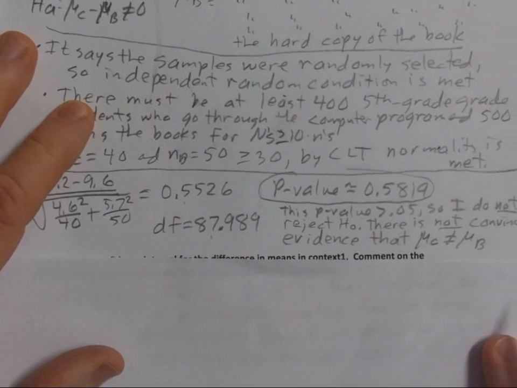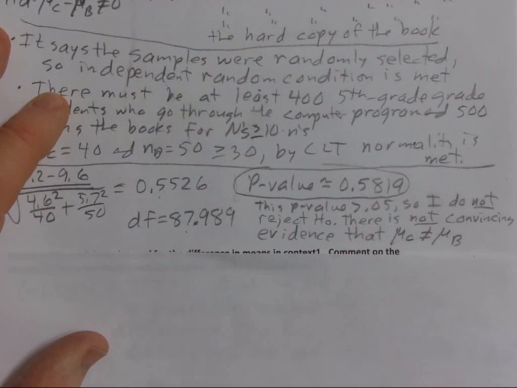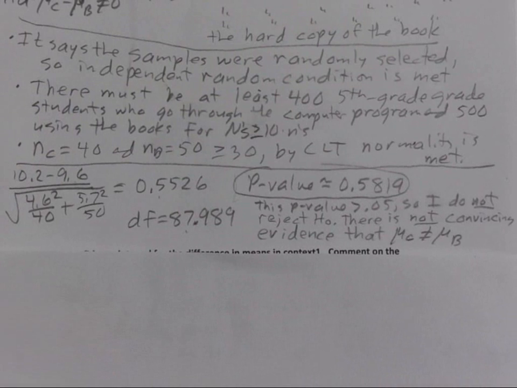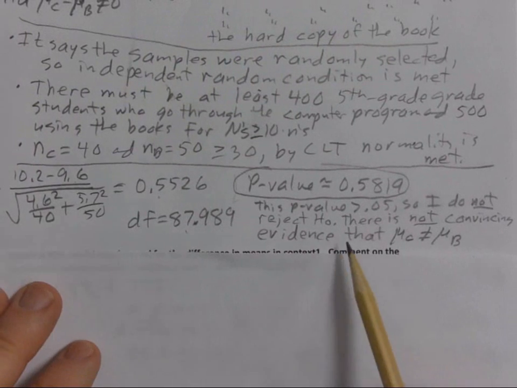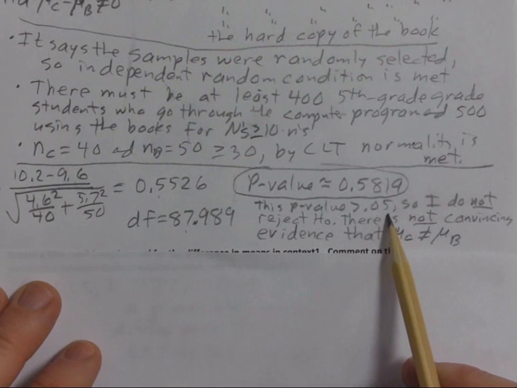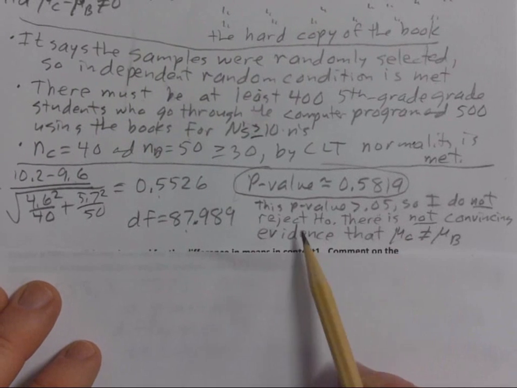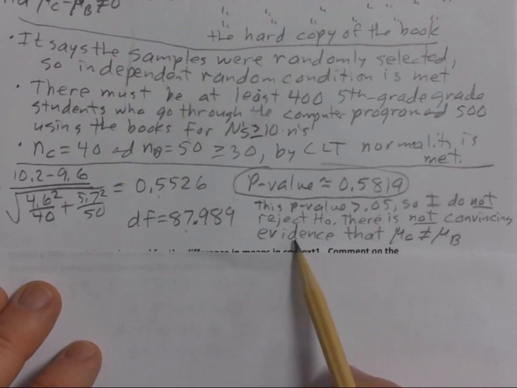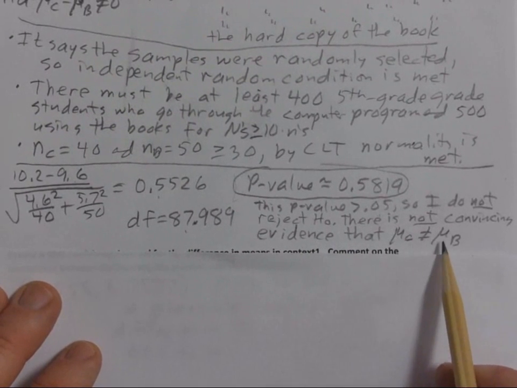This p-value, this conclusion here, is very similar to what we've had in the past. We've been doing it several chapters now. This p-value is greater than 0.05, a lot more. So I do not reject the null. There is not convincing evidence that mu sub c is not equal to mu sub b.